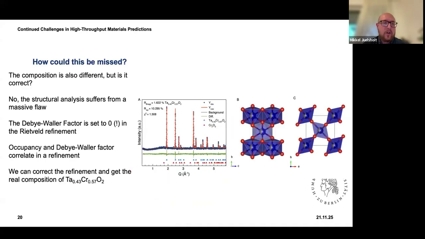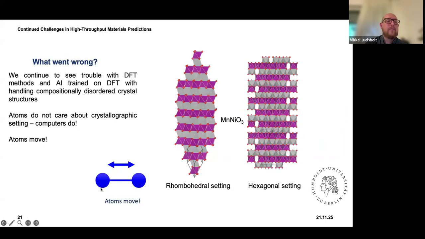So we can go and do a correction, and that was what I did. And it turns out that you actually get something much, much closer to the reported material, right? So we can ask, what went wrong, right? Well, we continue to see this problem with DFT methods, and AI trained on DFT is simply not very good at handling compositionally disordered crystal structures.